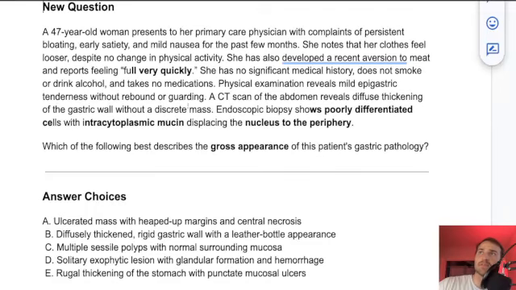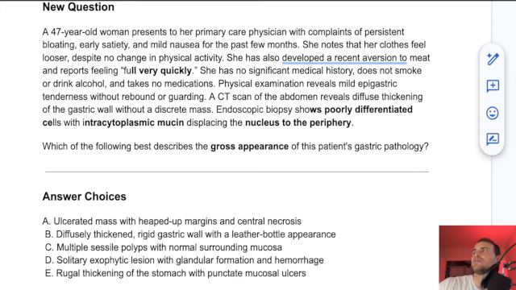All right, let's talk about diffuse gastric cancer. So a 47-year-old woman presents to the PCP with persistent bloating, early satiety, and mild nausea. She's had a recent aversion to meat and she's feeling really full really quickly. The CT scan shows diffuse thickening of the gastric wall with no discrete mass. We have poorly differentiated cells with intracytoplasmic mucin displacing the nucleus to the periphery.